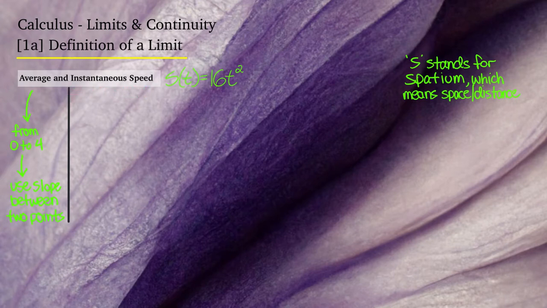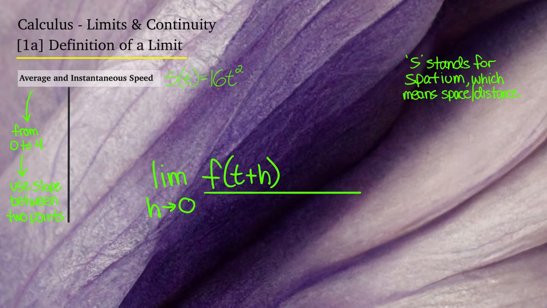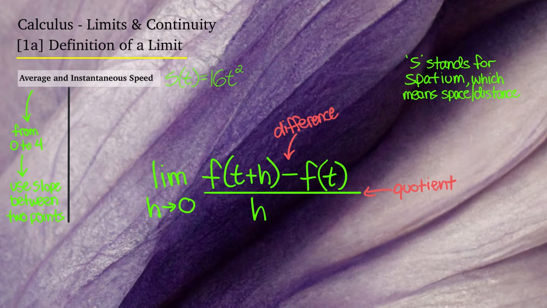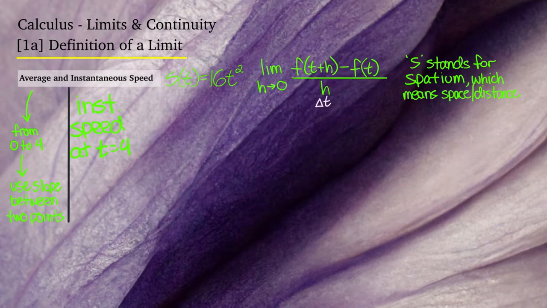We do that by using the limit of the difference quotient, the limit as h approaches 0 of f of t plus h minus f of t divided by h. In the numerator, we have the difference in the distances, and in the denominator, we have the difference of the time values. In other words, h equals the change in time, and eventually that change in time is going to approach 0, but not officially be 0. Let's find the instantaneous speed at time equals 4 then.